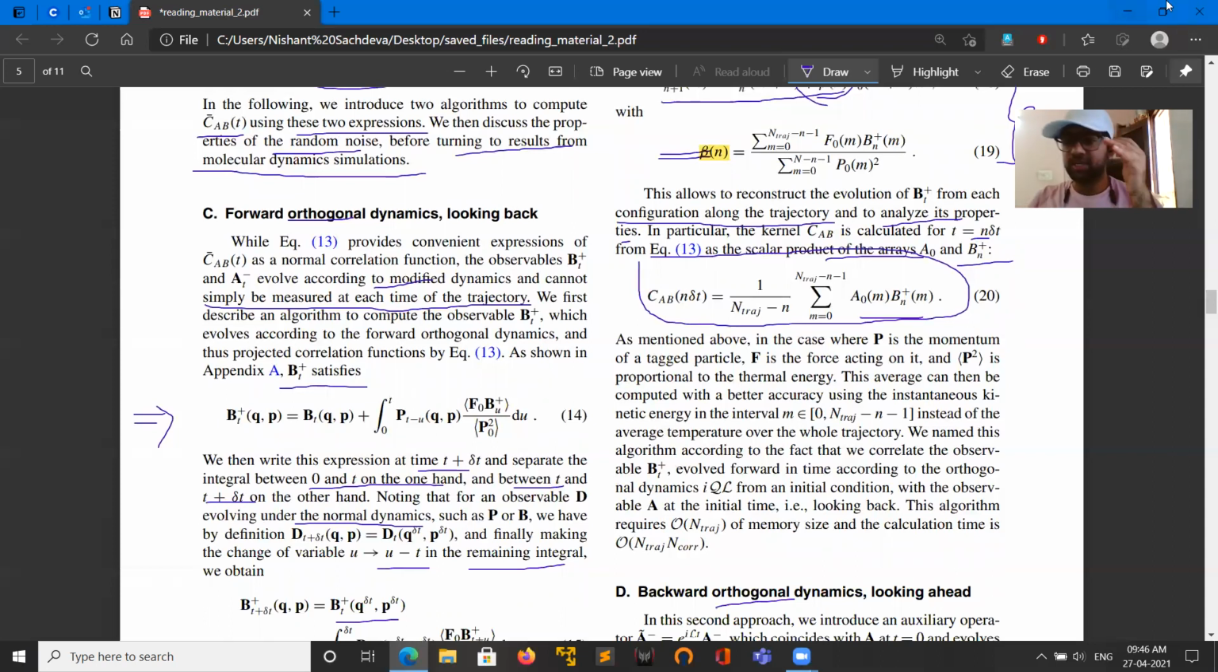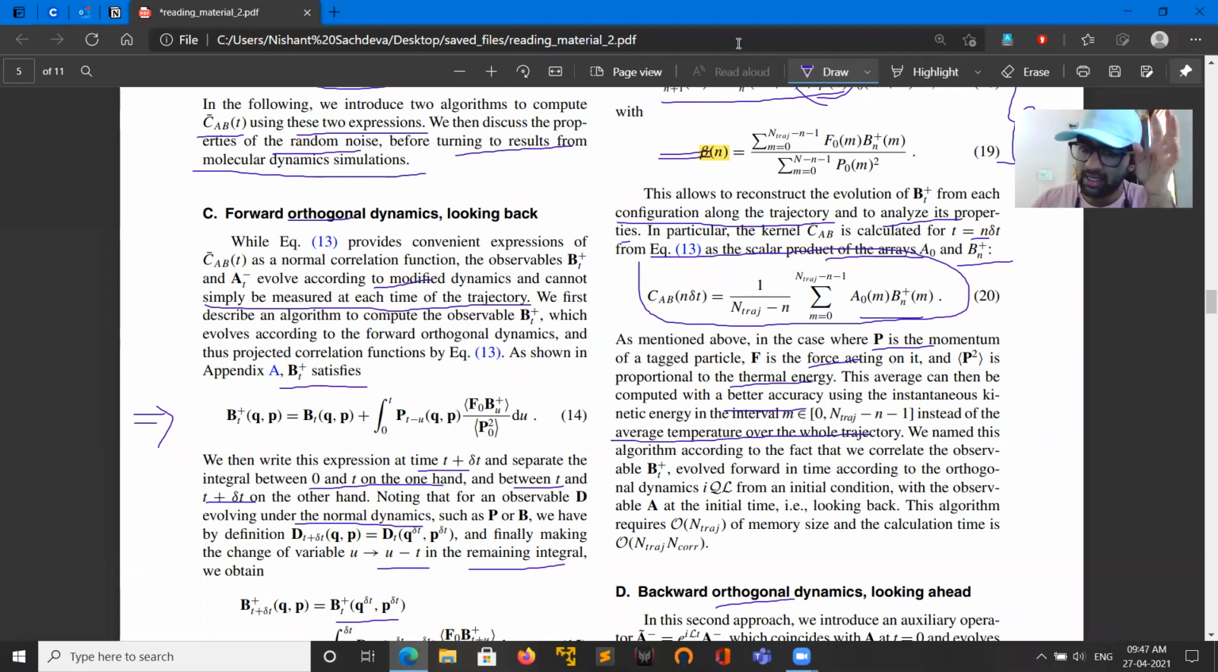Now, as mentioned above, in the case where P is the momentum of a tagged particle, F is the force acting on it, and P square is proportional to the thermal energy. This average basically that we have can then be computed with a better accuracy using the instantaneous kinetic energy in the interval m belongs to 0 to n traj minus n minus 1. Now, let's redo that part. So, what we're saying is that the average can then be computed with a better accuracy using the instantaneous kinetic energy in this interval instead of the average temperature over the whole trajectory. So, instead of taking it over the whole trajectory, we're taking it frame by frame.